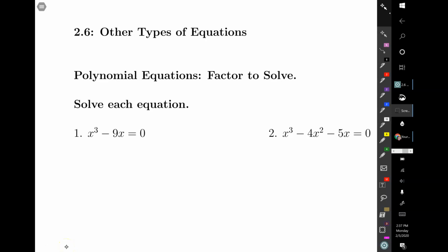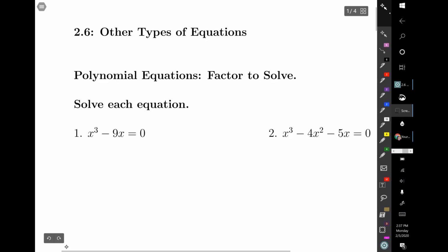Okay, now we're looking at other types of equations and how to solve them. So we have polynomial equations. These are just kind of a mixed review of things that you've done some of before. So here we have x cubed minus 9x equals 0.